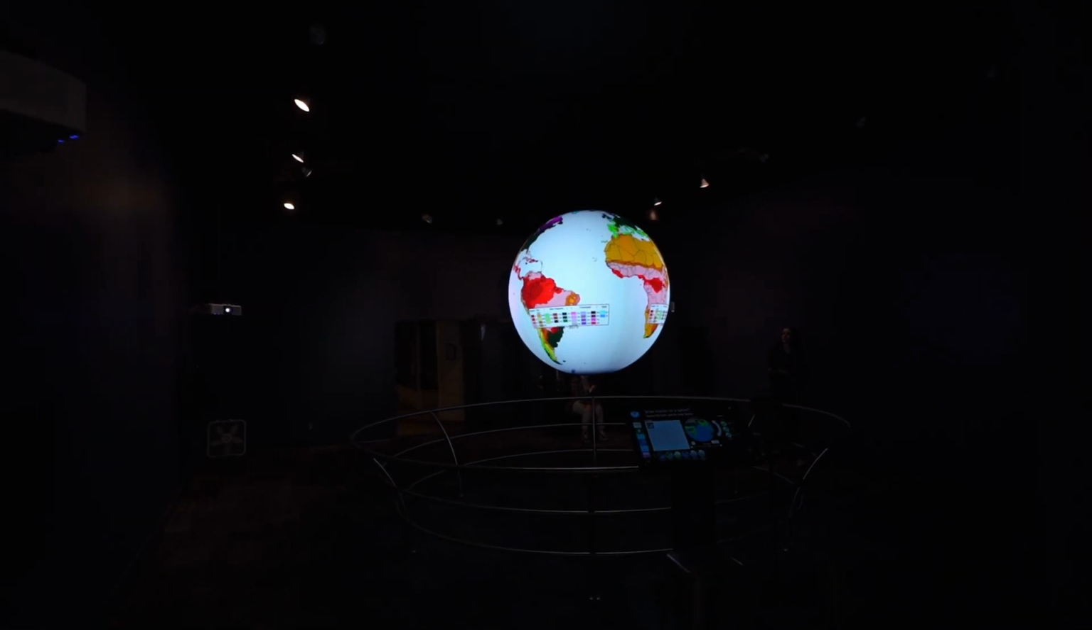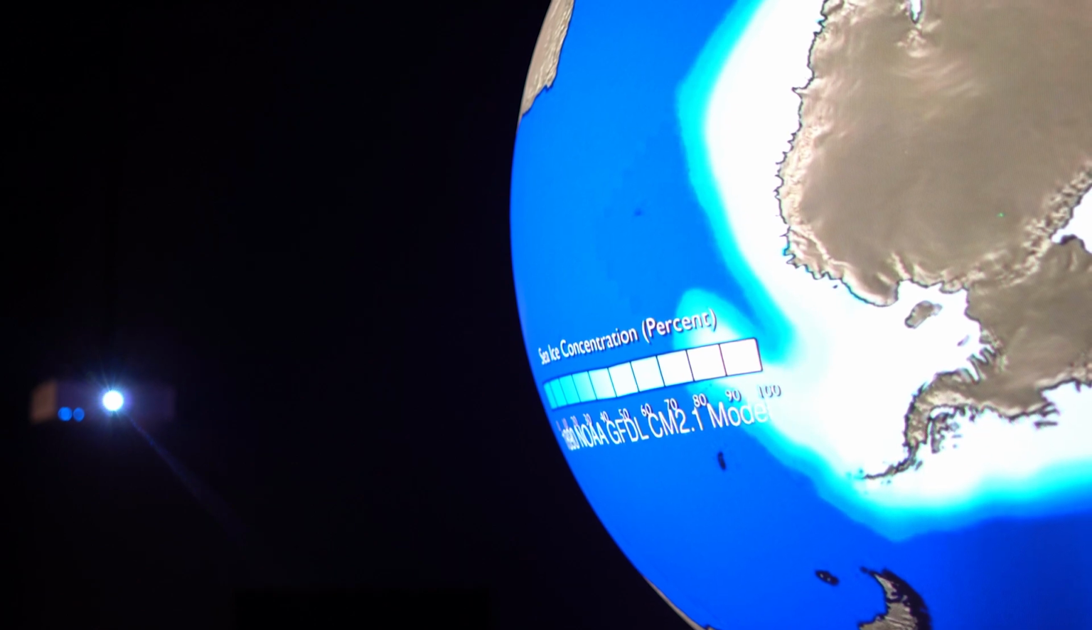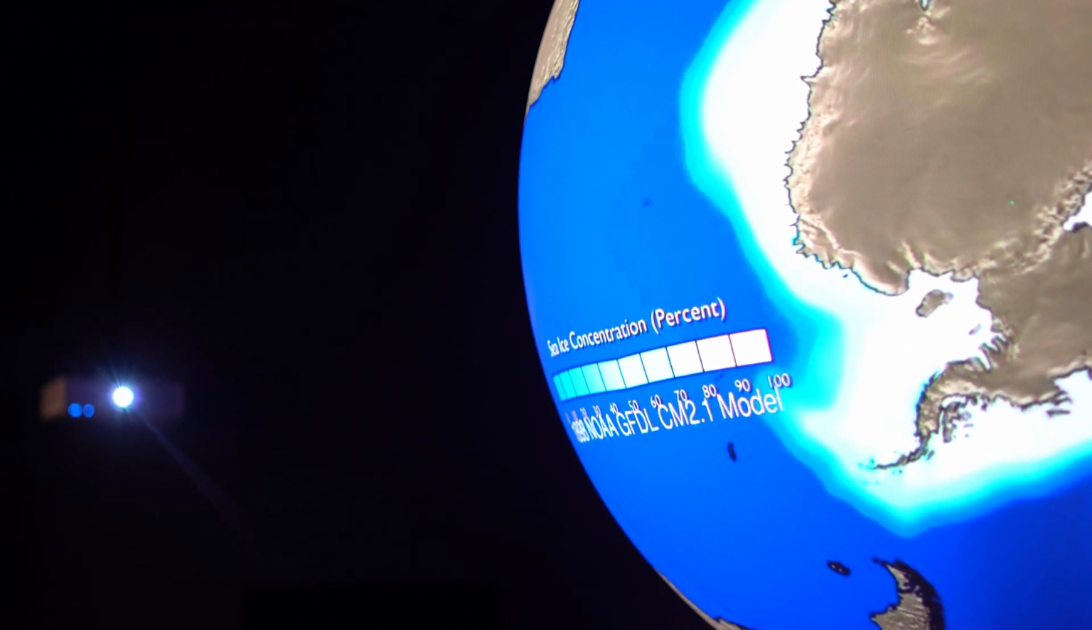There's a lot of different climate data sets for Science on a Sphere. Some of them are really explicitly about climate change, so things like different models of what might happen with climate change based on X, Y, or Z scenario.